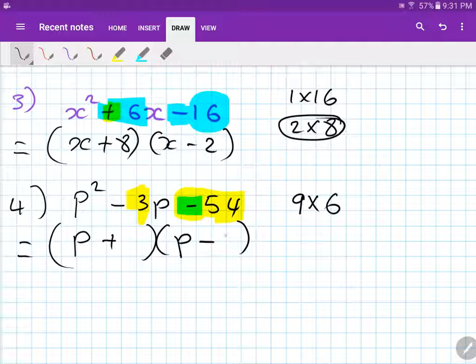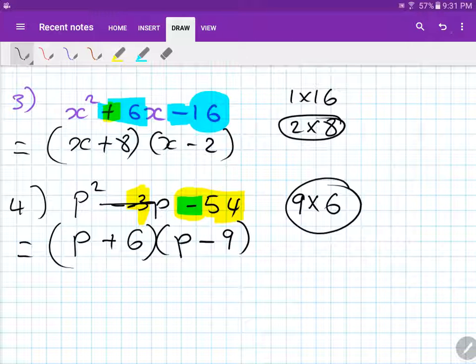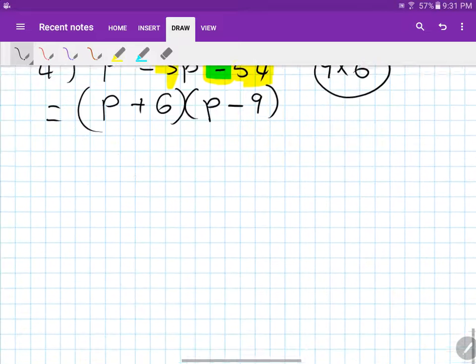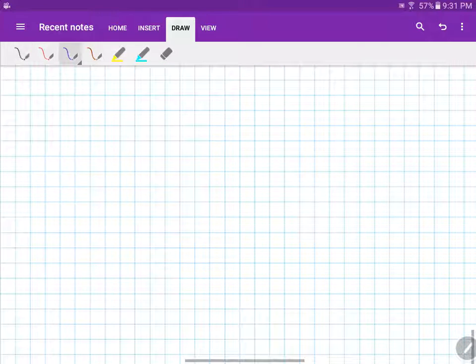Okay, because this side is negative, the bigger number goes on the negative side. So 9 and 6 to give me, 9 minus 6 to give me minus 3. So it's just negative 3, sorry, the bigger number must be on the negative side. Just keep that in mind for me. All right, that's how the process goes.